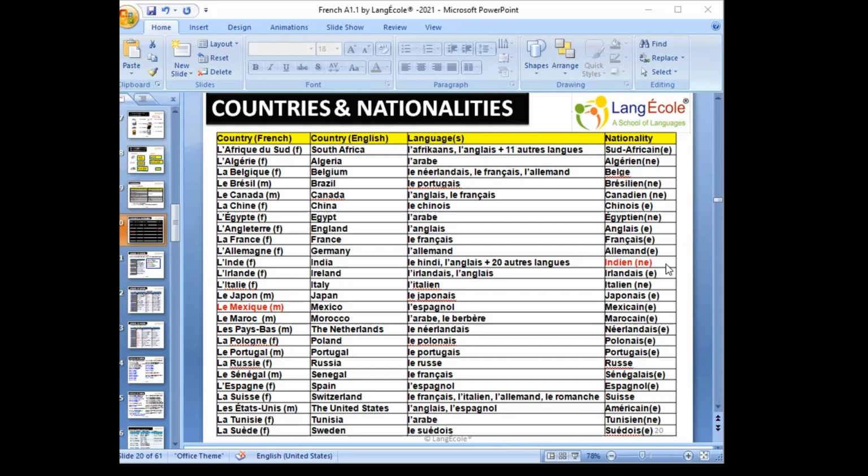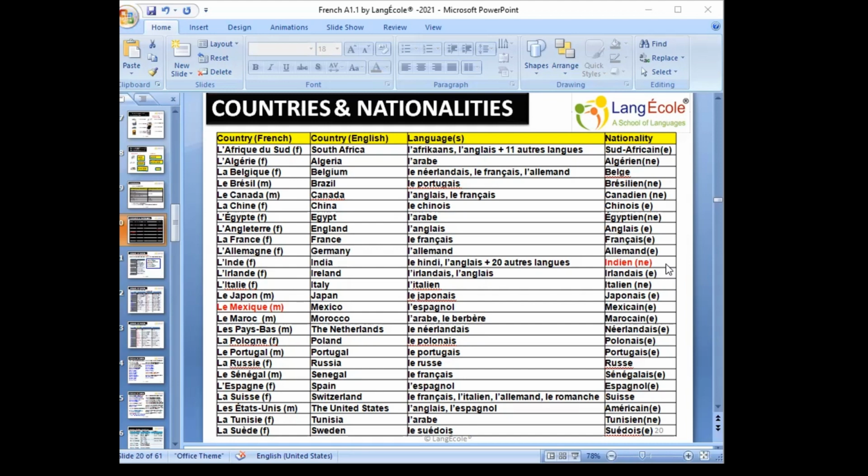L'Algérie remains as it is. Algérien becomes Algérienne. Belge. Brésilien, Brésilienne. Canadien, Canadienne. Chinois, Chinoise. Égyptien, Égyptienne. Anglais, Anglaise. Français, Française. Allemand, Allemande. Indien, Indienne. Irlandais, Irlandaise. Italien, Italienne.